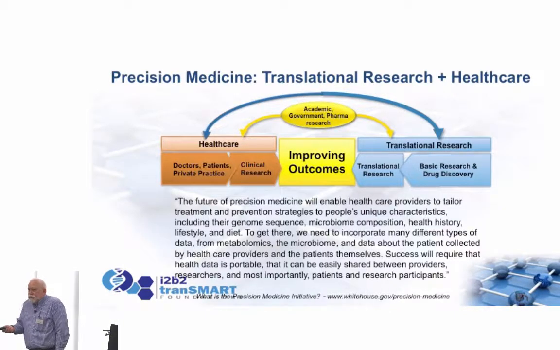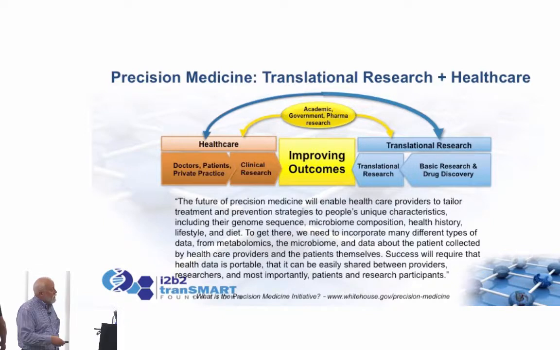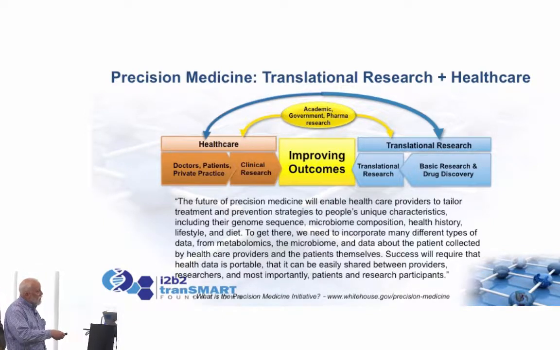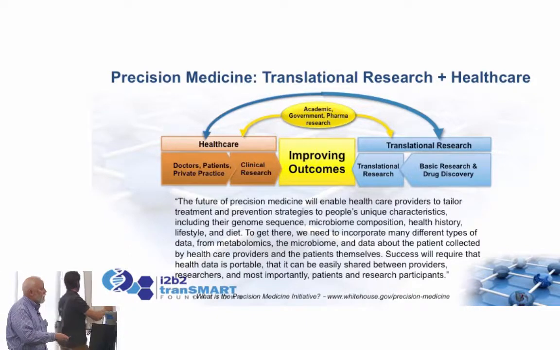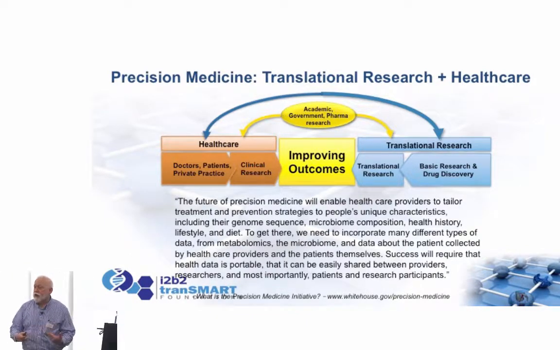So how do we think of this from the perspective of where we are? Well, we're focused here in translational research. We have basic drug discovery, good translational research, and our goal has been to improve outcomes by using this information in the drug discovery process. But also, the thing that we can do in working together is to access healthcare information, where we're getting data from doctors and patients in private practice, from clinical research, and use that to improve outcomes.